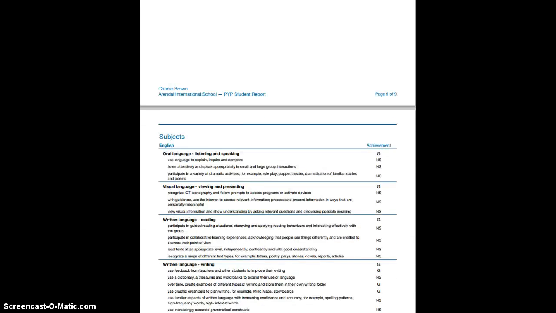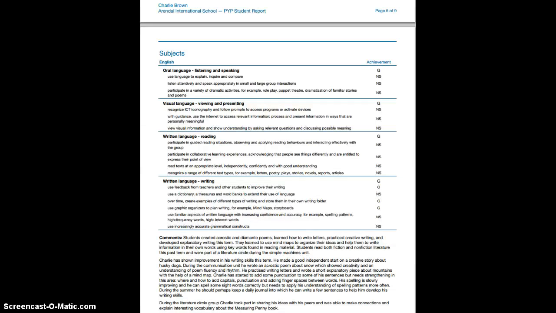language section. Okay, so here I can see the strands. So there's the oral language, the visual language, the written language, reading and written language, writing. And I can see Charlie's got lots of NS's and a couple of G's. Okay, so the NS's means that he probably needs to work on it more in class and probably a little bit at home as well.